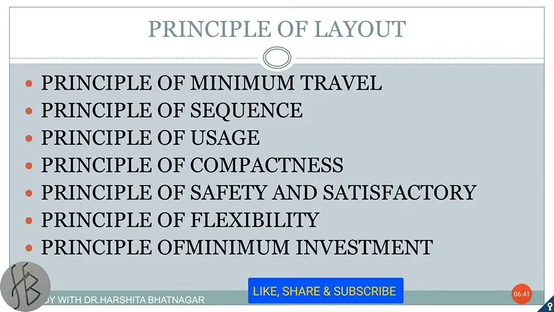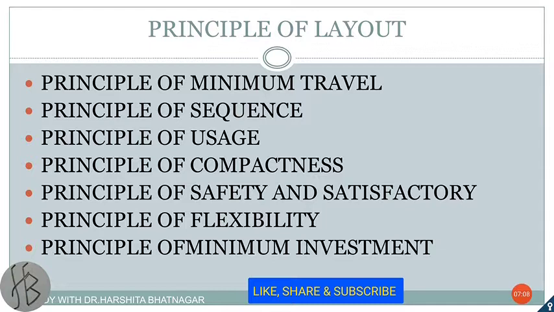Next is the principle of sequence. It means the machineries should be arranged in sequence so that the material is input on one machine and the output will come out on the last machine. This is called the principle of sequence. Principle of usage means the material should be used properly. It should not be wasted.